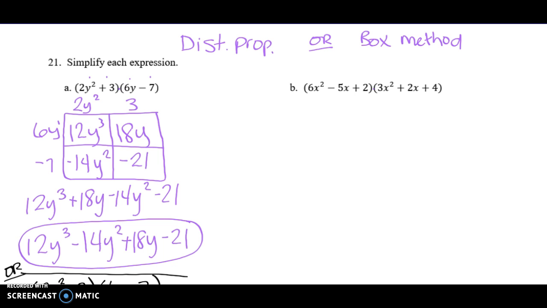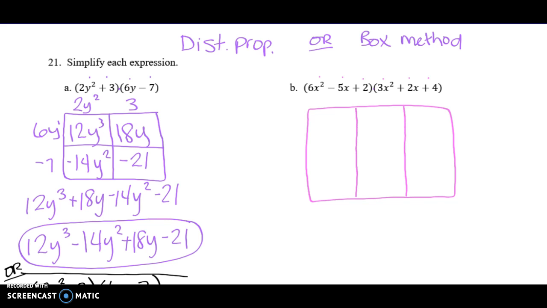So once again, we can do the box method or we can distribute. I will do them both so you can see based on your preference. So counting them up, I've got a 3 by a 3. So making a nice box. Making it 3 by 3. One across the top. One down the side. And then multiplying top times side. So 3x squared times a 6x squared. 3 times 6 is 18. Adding up my exponents becomes x to the 4th.